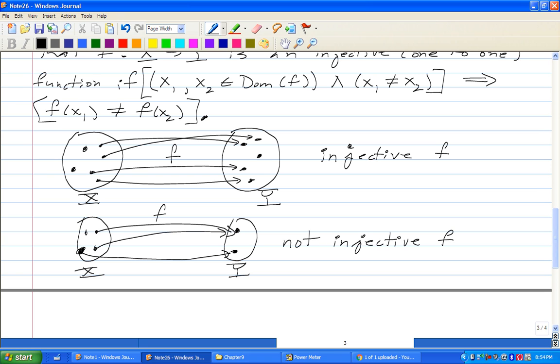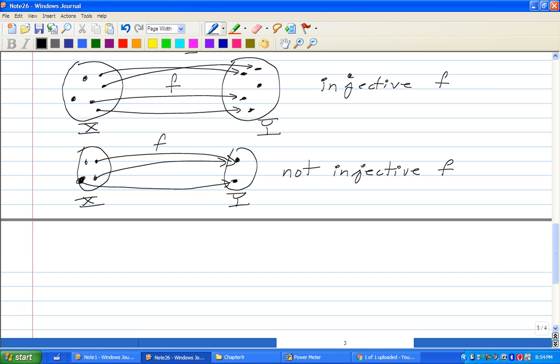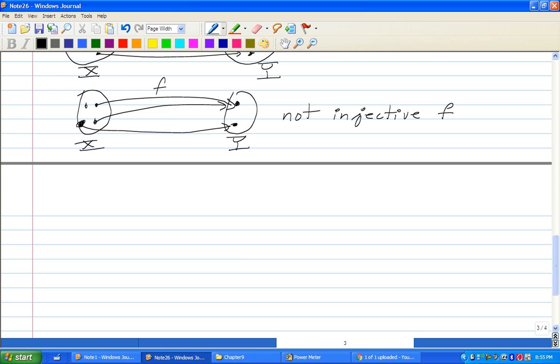Just like in the case of determining when a relation was a function, where we looked at the vertical line test, I have another graphical, visual test to check whether a curve represents an injective, one-to-one function or not. And so we have the horizontal line test.